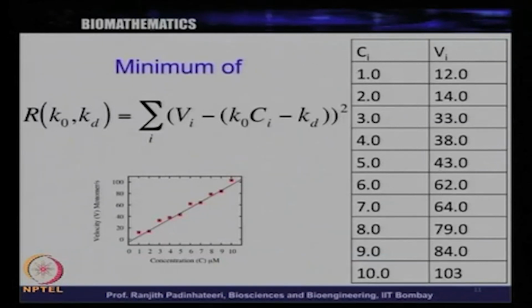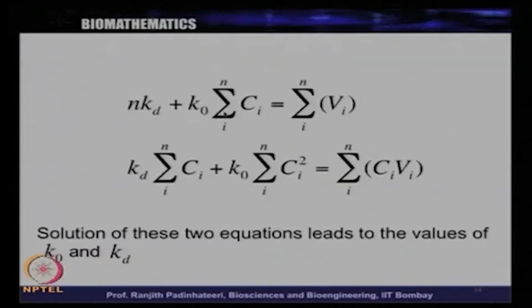From this particular table, it is easy for us to calculate sum over i of Ci. It is easy for us to calculate sum over i of Vi. We can also calculate sum over i of Ci square. We can also calculate sum over i of Ci Vi.